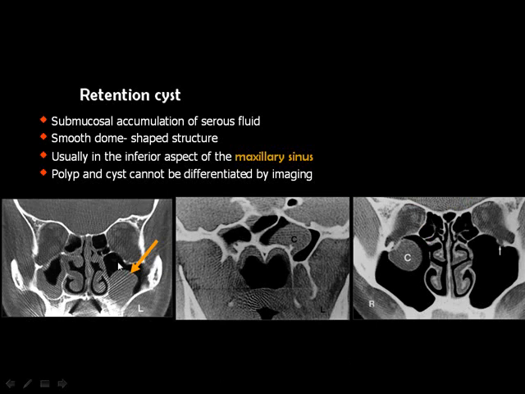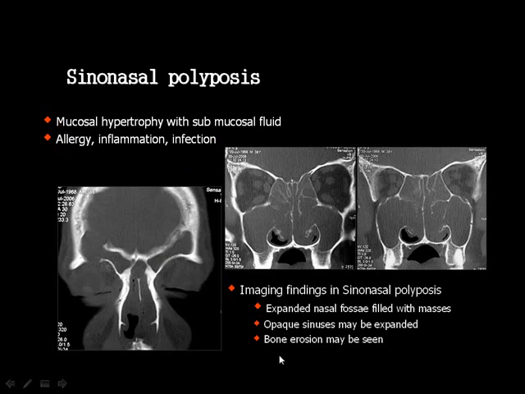Whenever we see what looks like a polyp in the sinuses, we usually diagnose this as a retention cyst. And the retention cyst is just the accumulation of fluid in the submucosa, resulting in a polyp-like appearance in the sinuses. And actually, it is written in the radiology books also that polyps and retention cysts cannot be differentiated for sure on the basis of imaging, either using the CT scan or MRI.